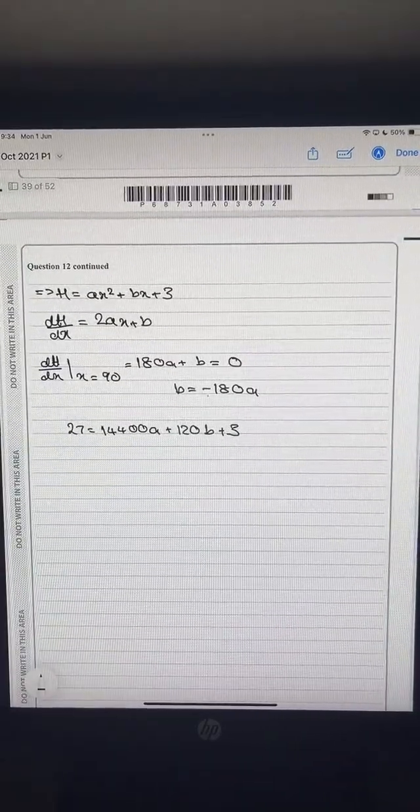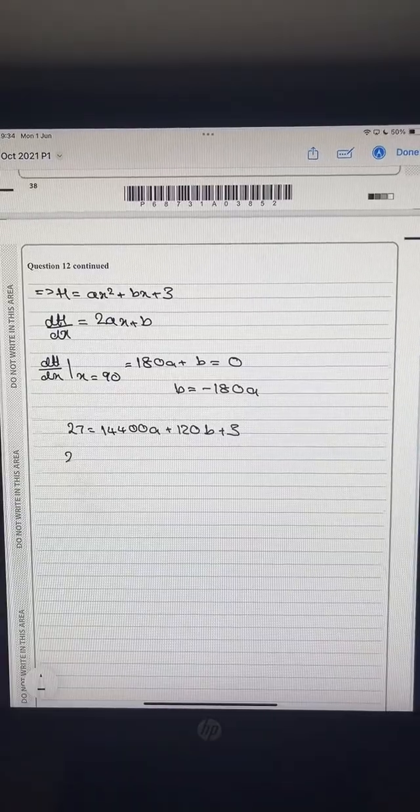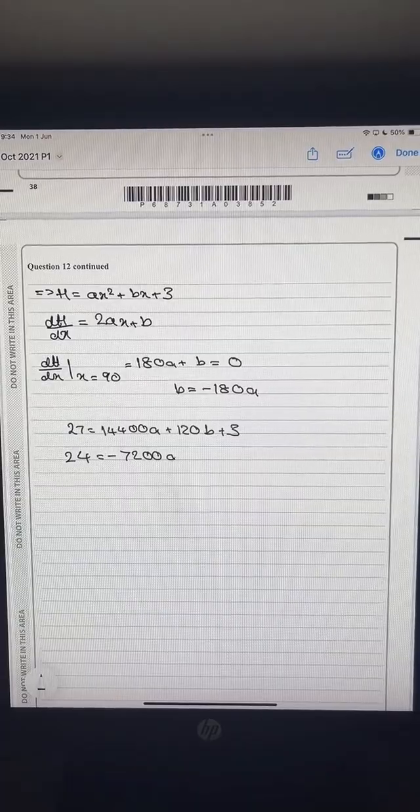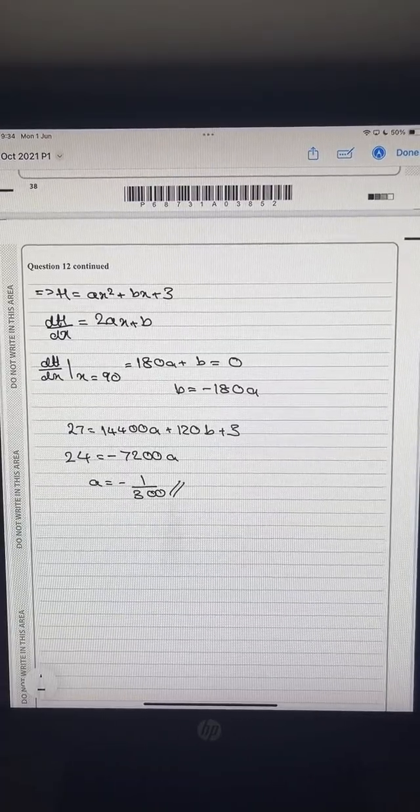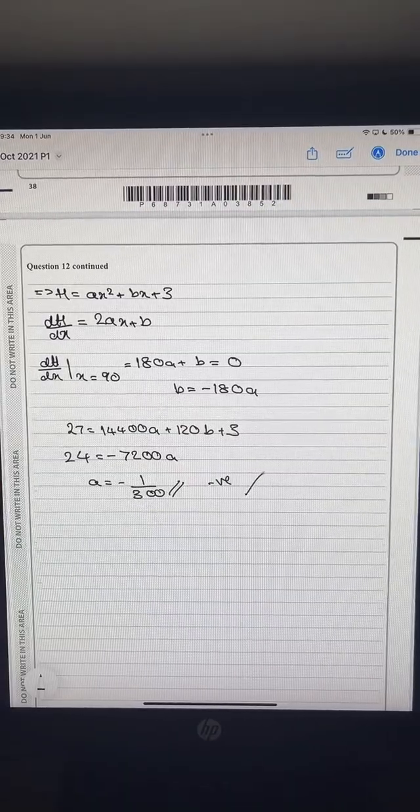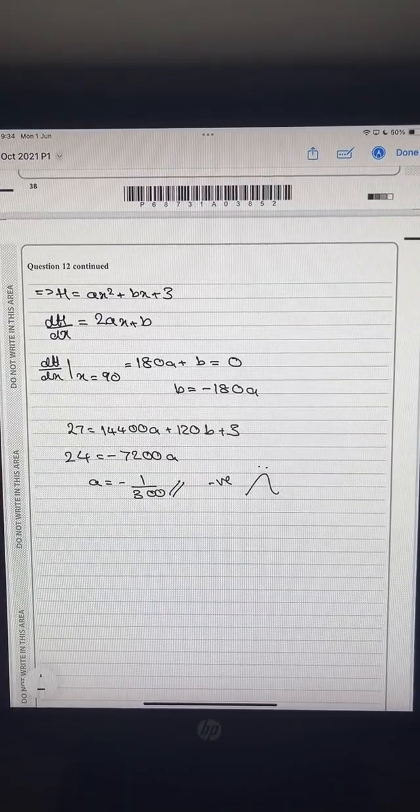So now I'm going to use the fact that b is equal to negative 180a and sub that in here to solve for a. So I get 24 is equal to minus 7,200a, and therefore a is equal to minus 1 over 300. And I'm happy that is negative because it is this type of quadratic. It's a sad quadratic. So a negative a coefficient is exactly what I wanted.